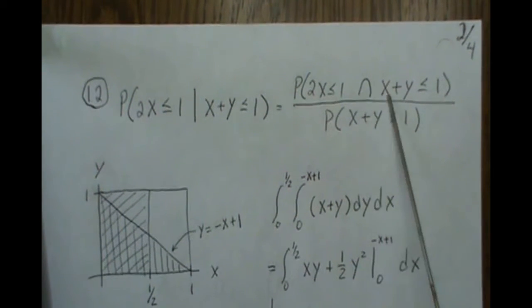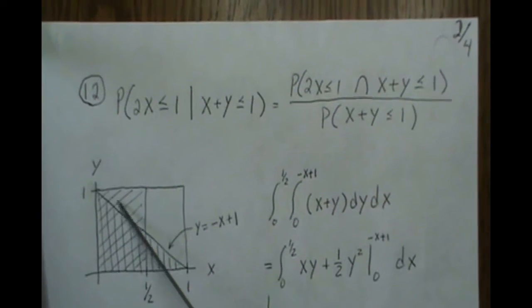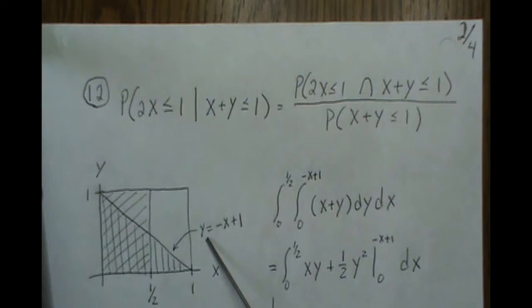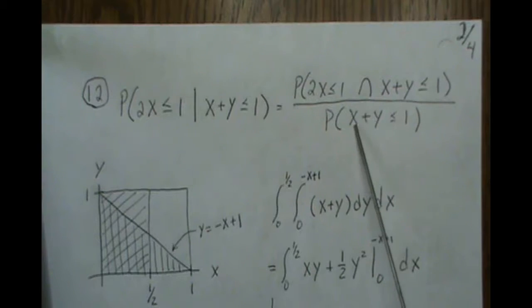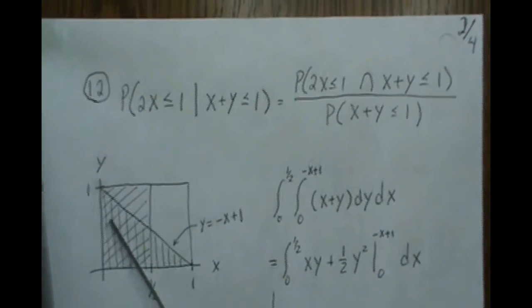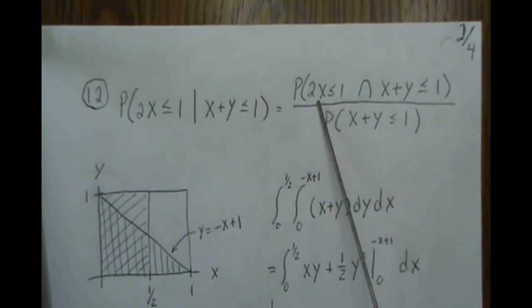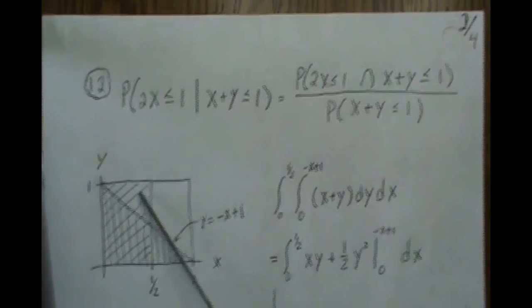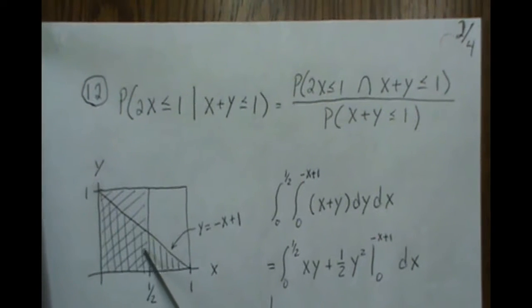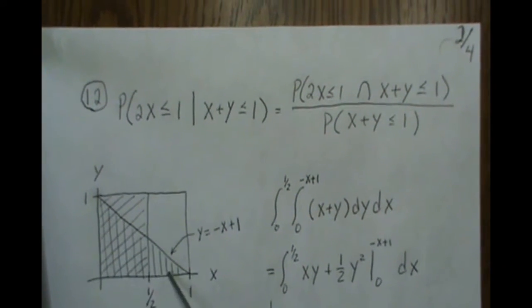First of all, let's plot the region for this. This line here is x plus y less than 1, which is what this is. Take the x over to the other side, and it's this region. So we'll find the probability of that. And this one is the joint. This is the same as x less than or equal to a half, which is this region. So the top is this area, and the denominator is this area.